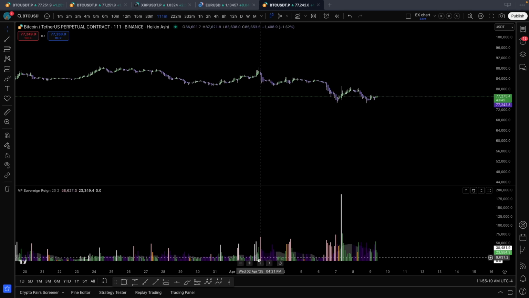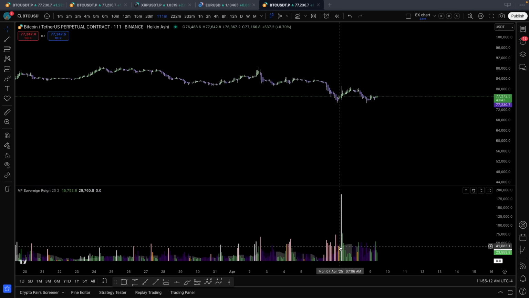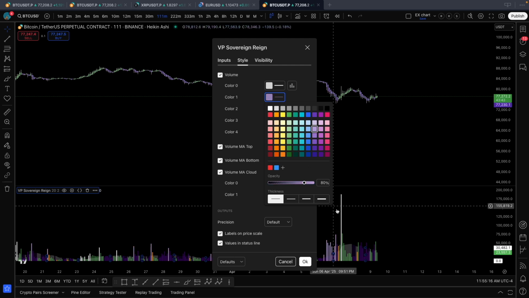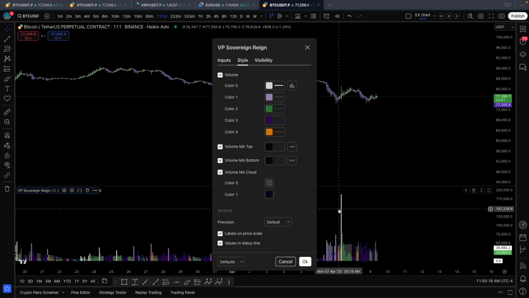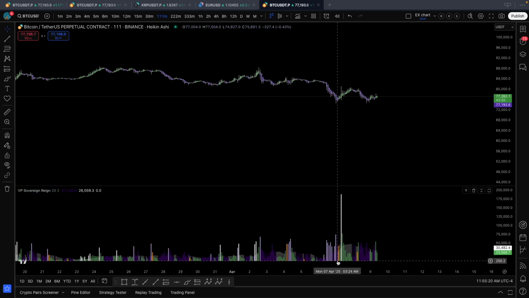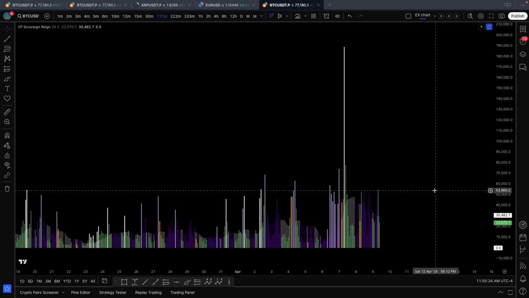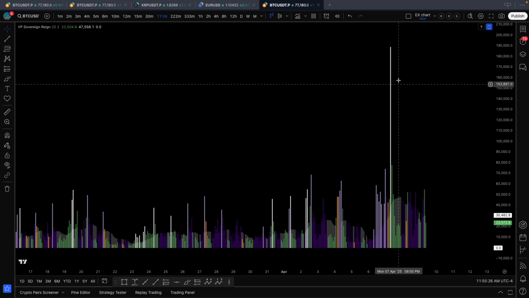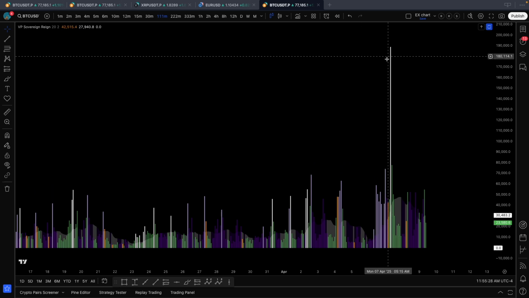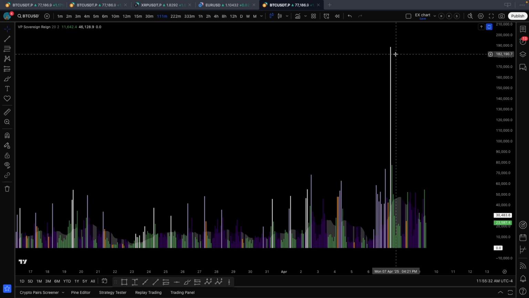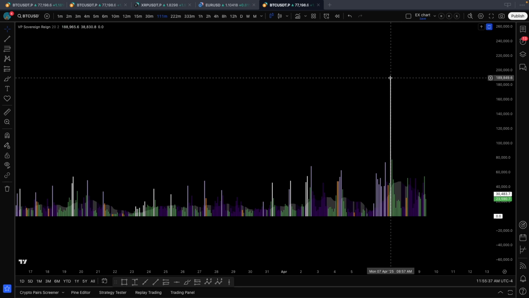So first off, let me change this. The next update would probably be me changing the color of the candles. So first off, white candles, very, very bullish. Or at least pointing to the direction of exhaustion of a bullish move.